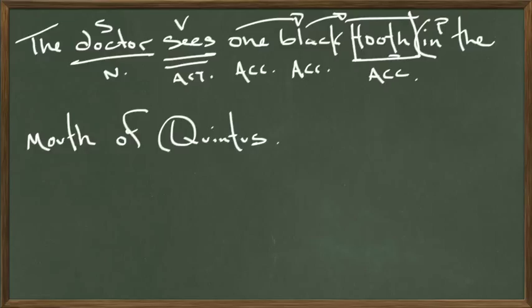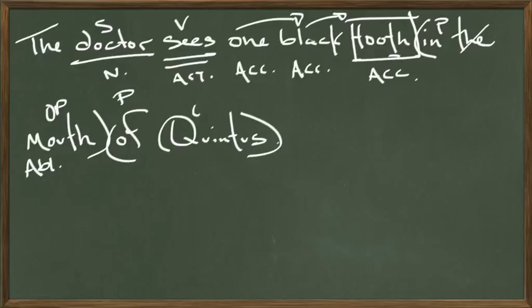In is a preposition. In what? In the mouth, object of the preposition. The is an article adjective. In the mouth is in the ablative case in Latin. And it's in the mouth of preposition. Of whom? Quintus, object of the preposition. Of Quintus is in the genitive case. Almost every time you see the preposition of, it's going to be in the genitive case.